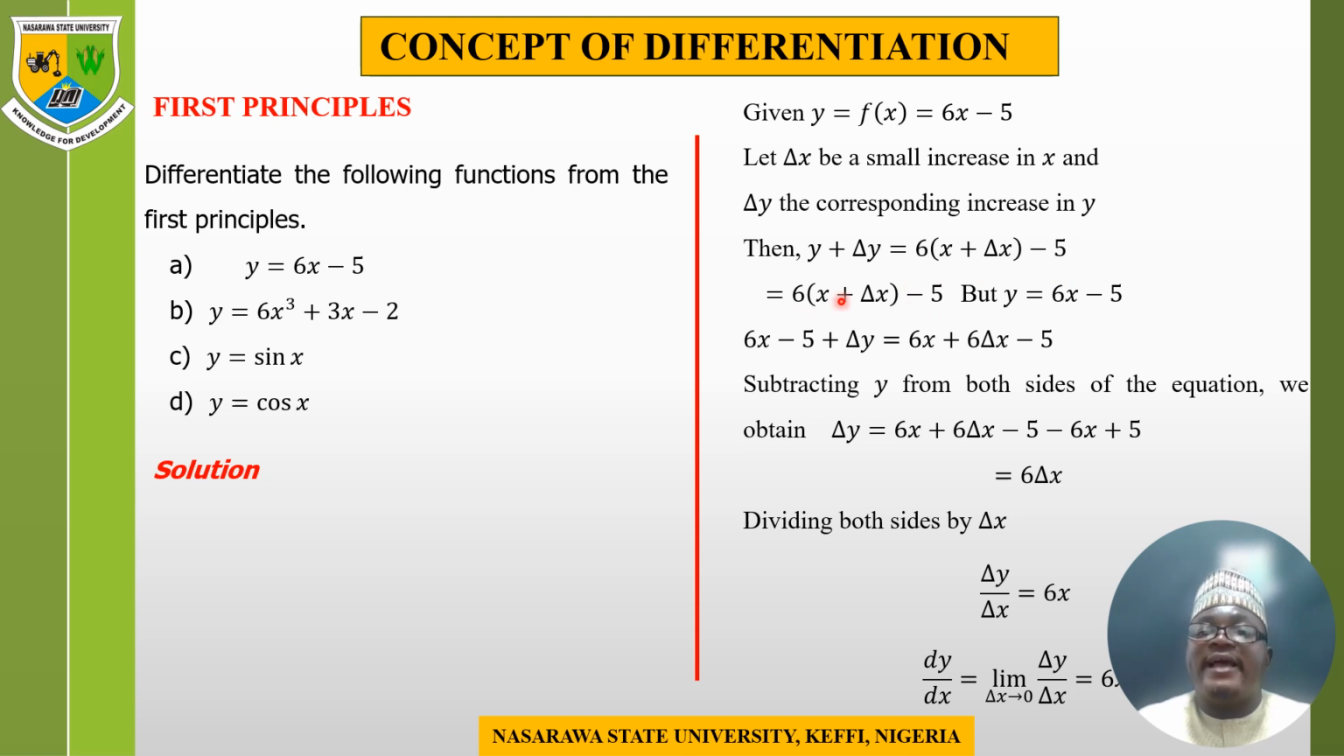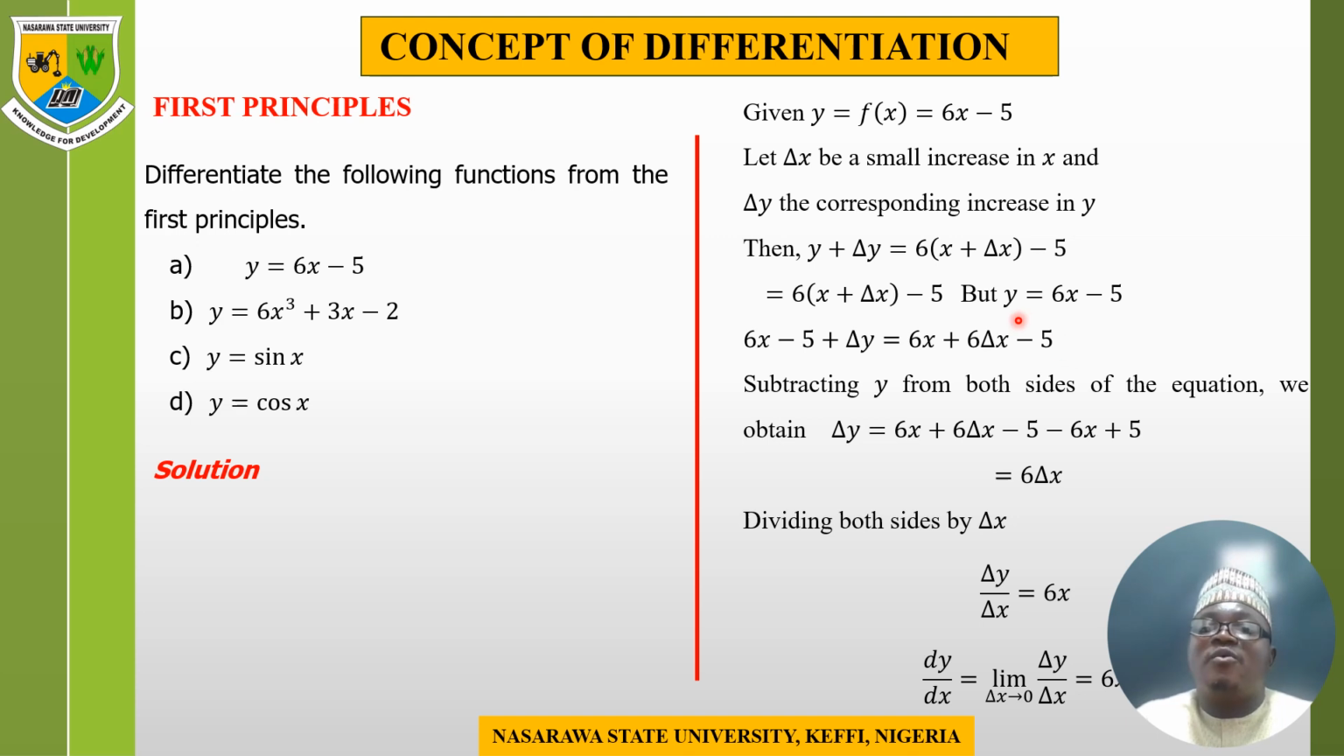Then coming down here, we just repeated this, y is equal to 6x minus 5. Then what we are saying here is that you are going to open this bracket. If you open the bracket, 6 times x you get 6x, 6 times the increment of x you get 6 times the increment of x, then minus 5 here. After expanding the bracket, the next thing you are going to do is to carry this y from here to the other side. If you carry y from here to the other side, y is going to be minus y.